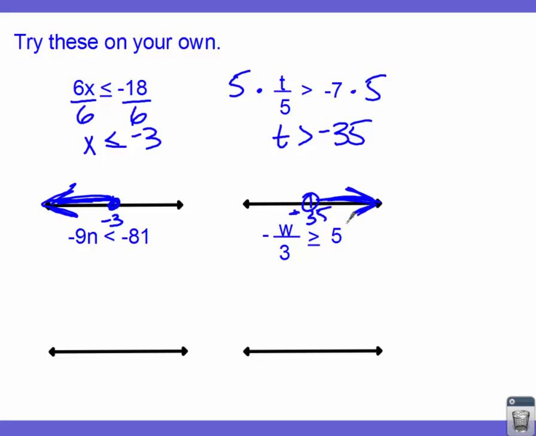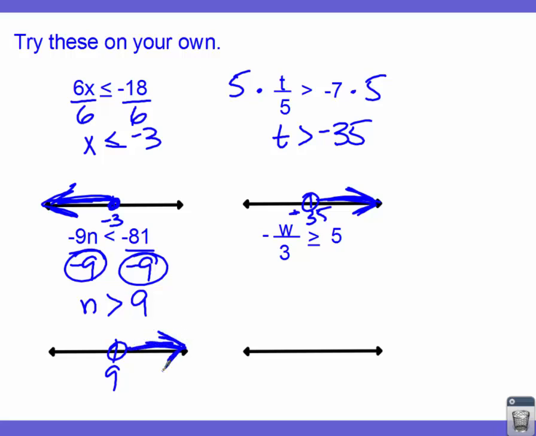Now on this next one here, we have a multiply by -9. So I'm going to divide through by -9. This is the number I'm looking at. If that number is negative, my inequality is going to flip. So this is less than, so I flip it to greater than, and we end up with n is greater than +9 to make this true. So put a 9, put an open circle, and shade to the right.